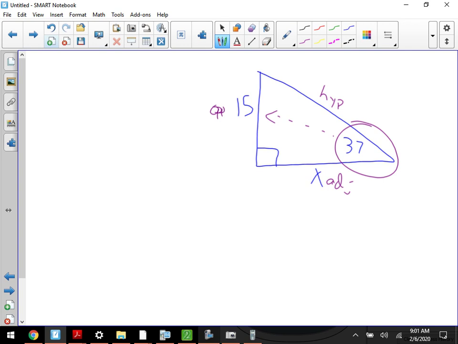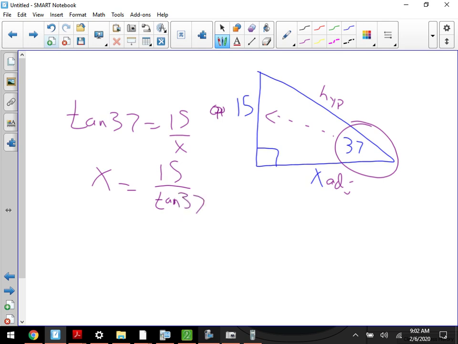Again, these are things you guys got to know off the top of your head as you go through these things. So you get tangent. So your tangent 37 is the 15 over x. Remember, whenever the x, the unknown, is in the denominator, you have to switch, exchange-o, change-o those two. So your x will be the 15 over tangent 37.